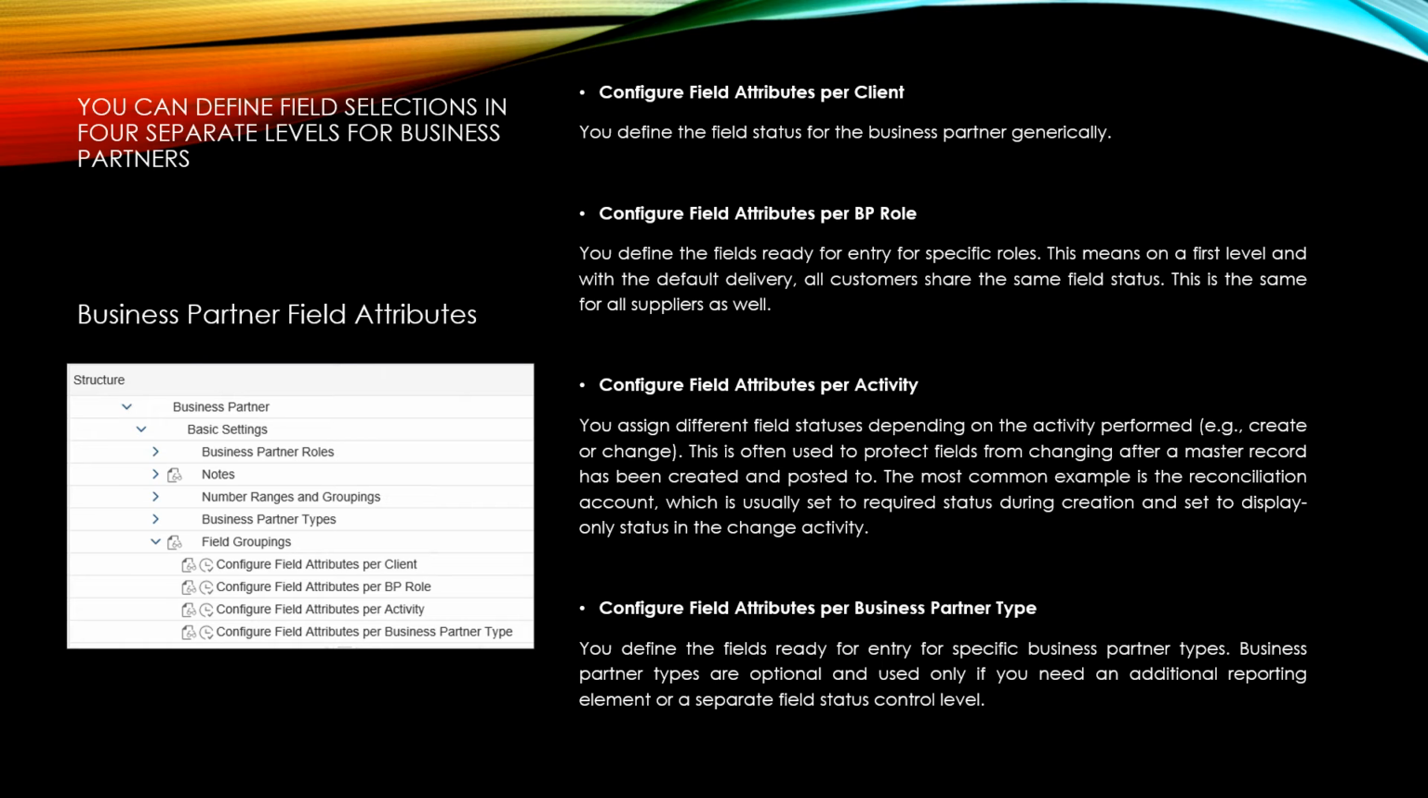And then type, right? Business partner type. You define the field ready for entry for a specific business partner type. Business partner types are optional and used only if you need additional reporting elements or a separate field status control level. Okay.